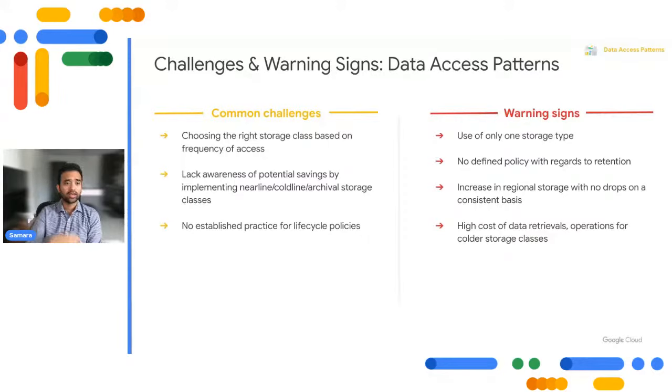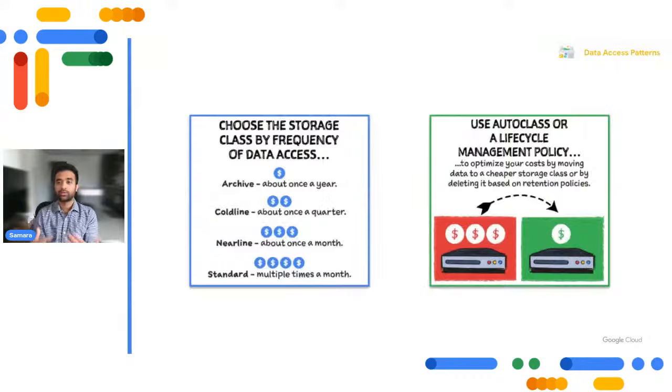And the other warning sign is that if you see more data retrieval costs and operations costs for cold storage, that means the data is probably hot, and cold storage classes might not be the right storage type for such data. So consider moving it to a hot storage class so that it's optimized for future accesses.